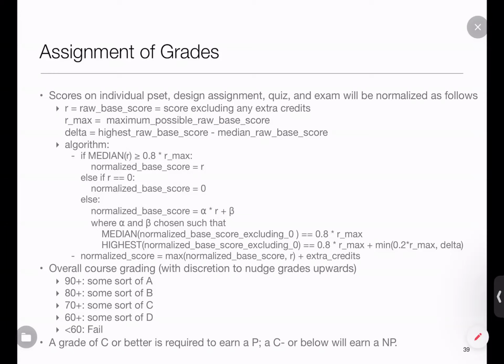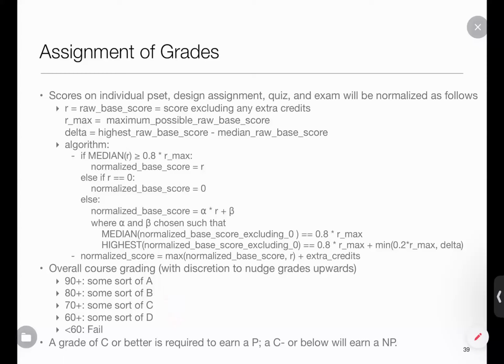A grade of C or better is required to earn a P in case you are taking the course on a pass/no pass basis. So this is how we do this. Depending on the year, we tend to have lots of A's and lots of A pluses, but also lots of people sitting around the lower end. So it's almost like a bimodal kind of distribution, which often emerges. Anyway, that's what we do.